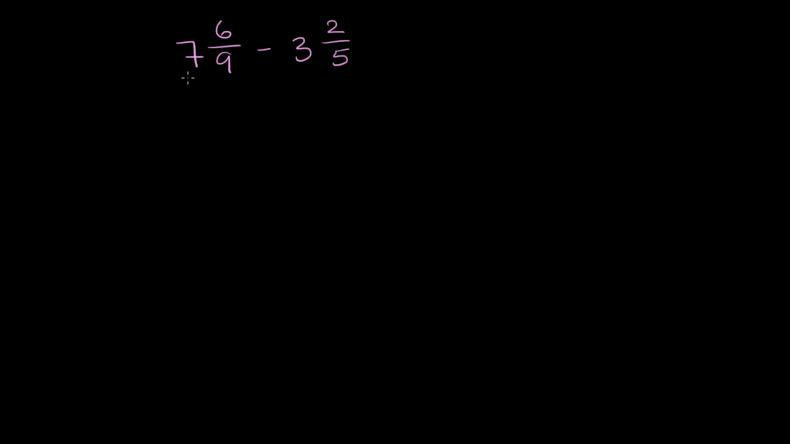Let's try to evaluate 7 and 6/9 minus 3 and 2/5. So like always, I like to separate out the whole number parts from the fractional parts. This is the same thing as 7 plus 6/9 minus 3 minus 2/5. And the reason why I'm saying minus 3 minus 2/5 is this is the same thing as minus 3 plus 2/5. And so you distribute the negative sign.